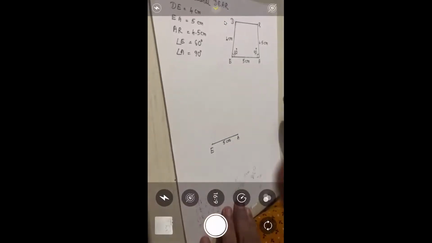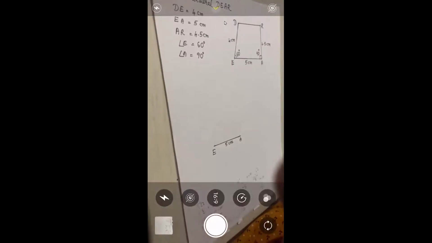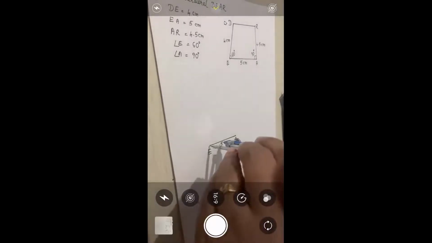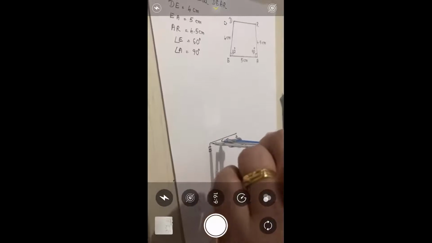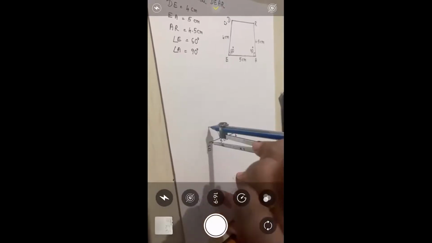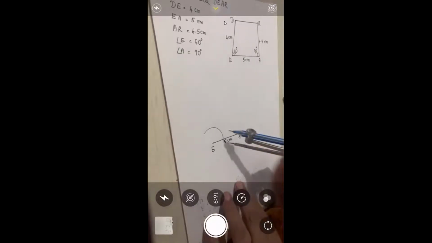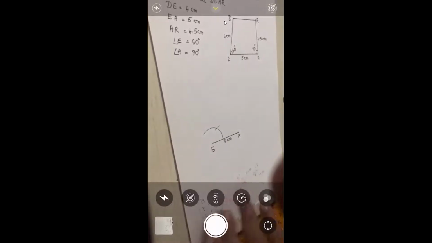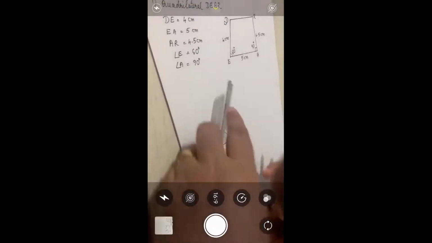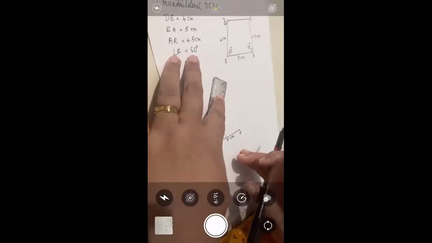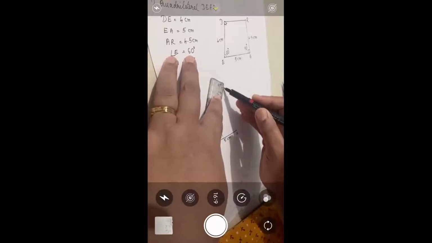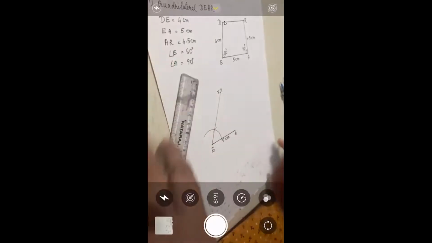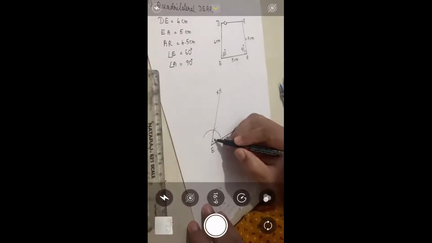And 60 degree is a multiple of 15, so we can draw with the help of compass. So take any convenient radius with E as center, draw an arc and keeping the same radius, keeping this point as center, draw an arc that will be of 60 degrees. 60 degrees is very easy to draw. Then we have to draw a ray. You can give the name here S. Now we have got angle E equal to 60 degree.